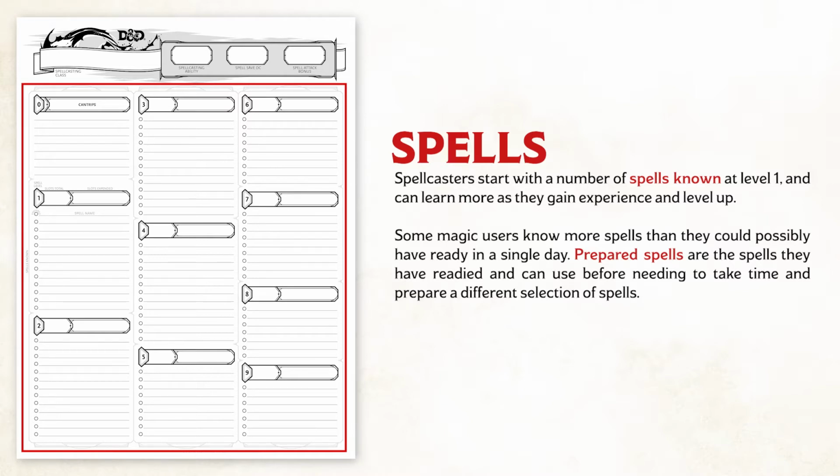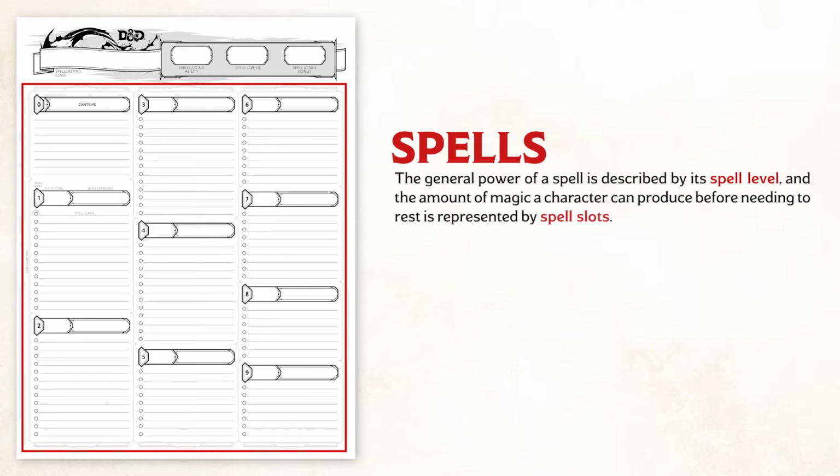Prepared spells are the spells they have readied and can use before needing to take time and prepare a different selection of spells. The general power of a spell is described by its spell level, and the amount of magic a character can produce before needing to rest is represented by spell slots.